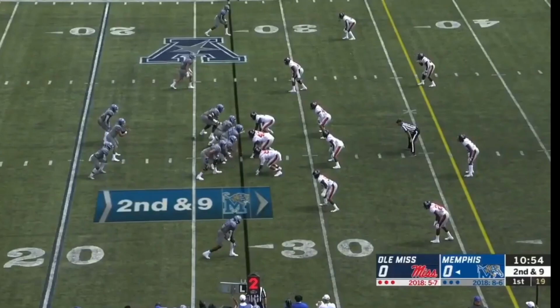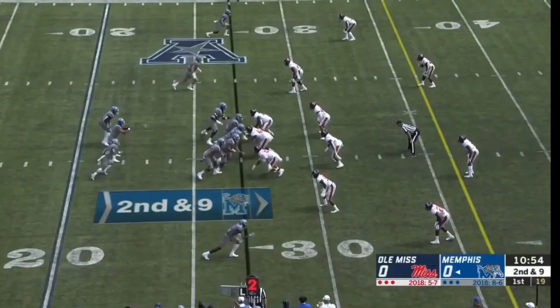In this next clip, Memphis will run what looks like split action, but instead of blocking, this back will slip into the flats. The quarterback then reads this linebacker. If the linebacker fills the gap like he was supposed to in the last play, then the quarterback will pull the ball and hit the back, who should now have a numbers advantage on the outside.